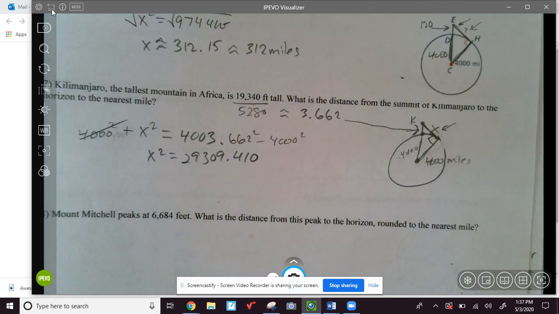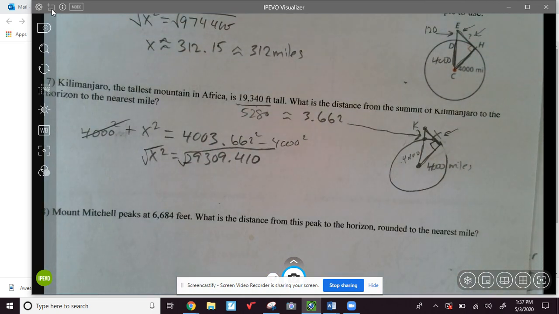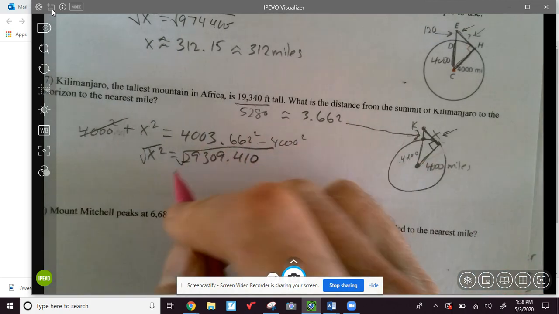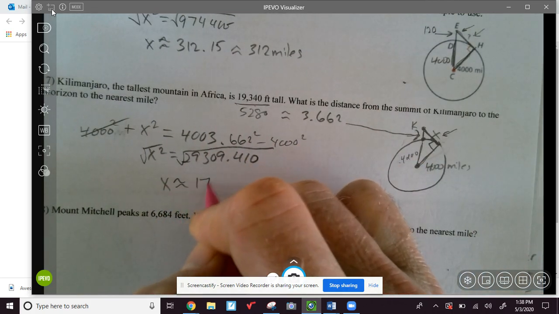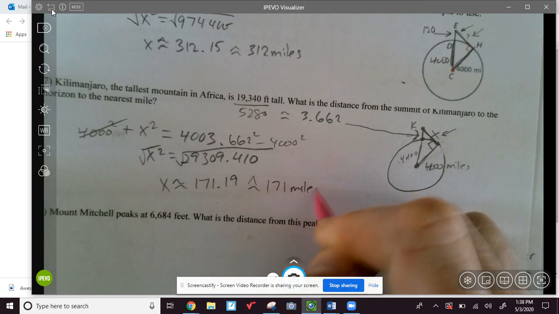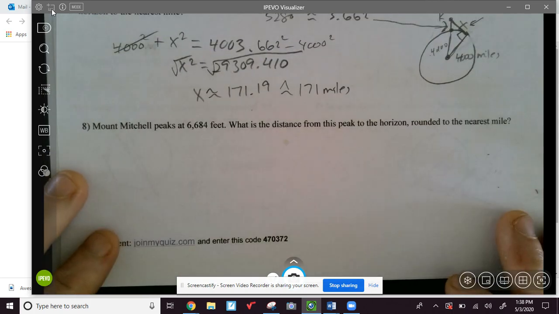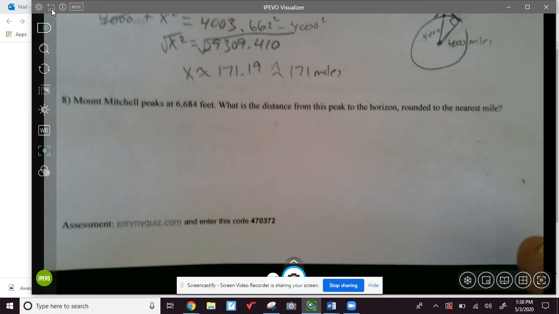now we're going to square root both sides. So we square root 29,309.410. All right, so x is approximately 171.19, which is approximately 171 miles. Okay, you try the next one. I want you to practice drawing the picture, because you may be asked to. You never know. Always be prepared. I want you to do everything, so stop the video and go.